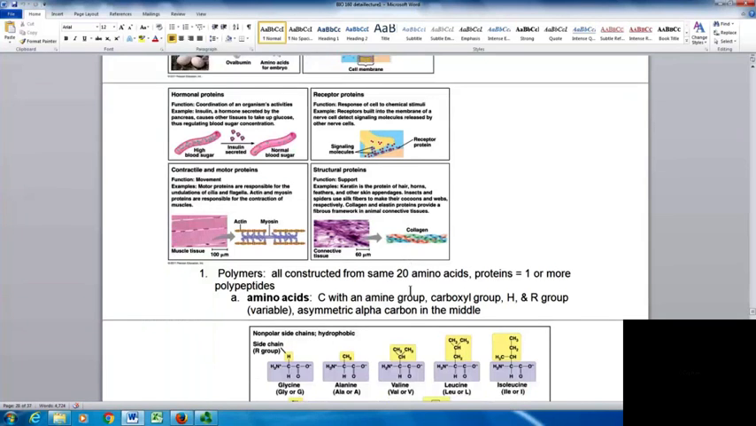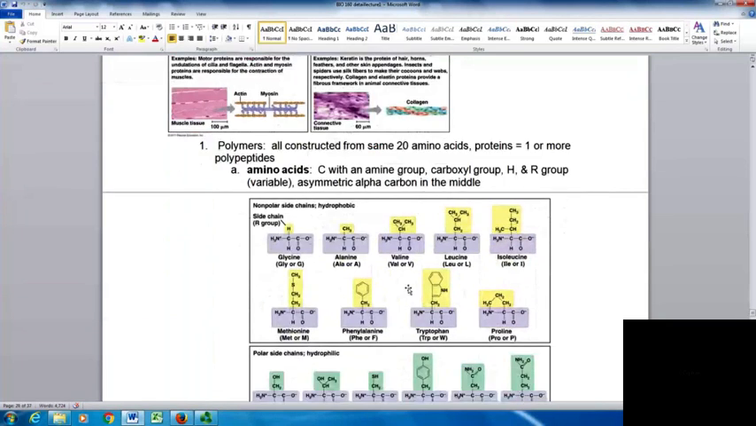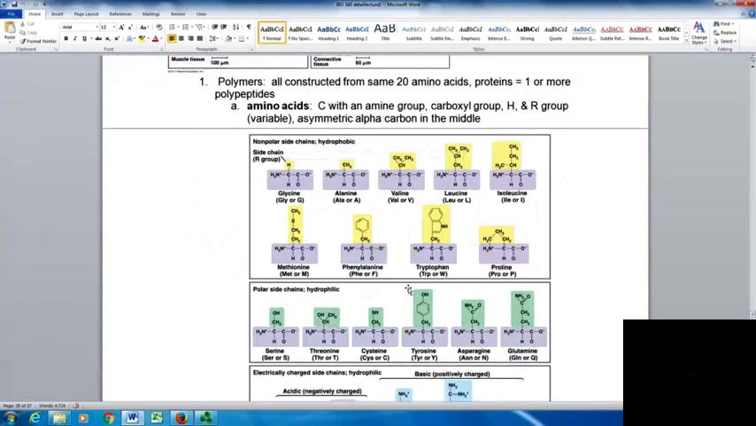So proteins are going to be polymers that are all constructed from the same 20 amino acids. A protein is just going to involve one or more polypeptides. So your amino acids will come together to form a polypeptide. In general, a protein is more than one polypeptide.